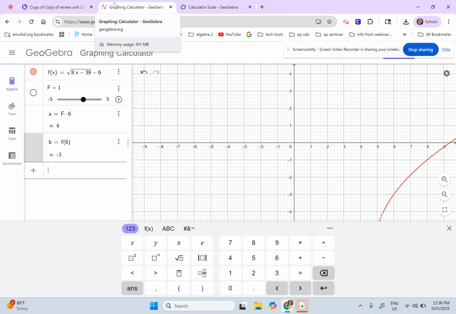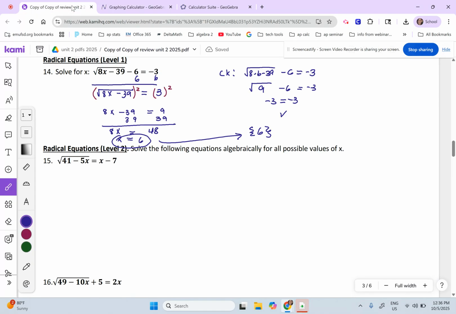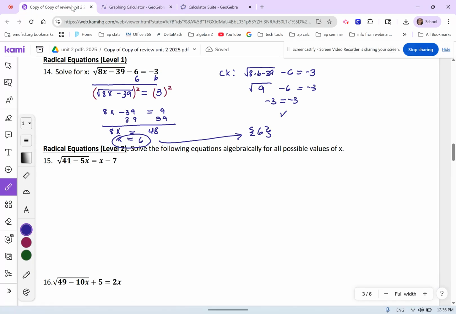Okay, so now let's go to the second example. So we have a radical equation. This is level 2. So the first thing I'm going to do is rewrite it so it's easy for me and the reader to see what's going on. My radical is isolated. I then square both sides of the equation. The left-hand side simply becomes 41 minus 5x, and for the right-hand side, you're going to rewrite it as x minus 7 times x minus 7.